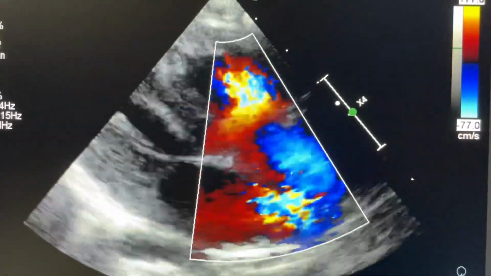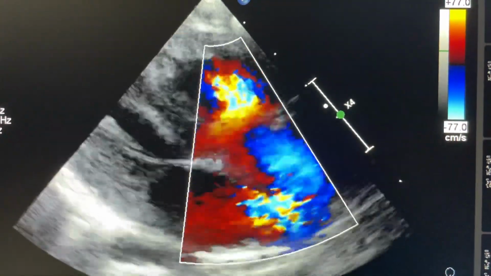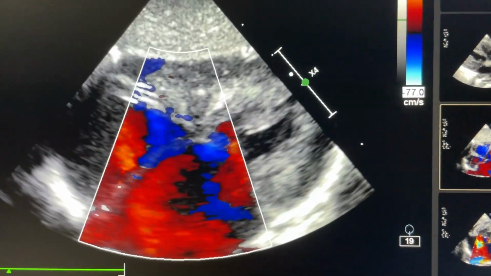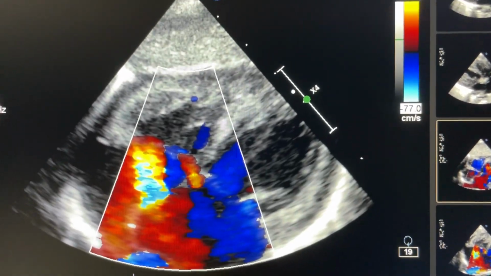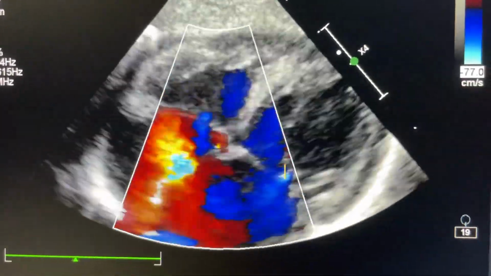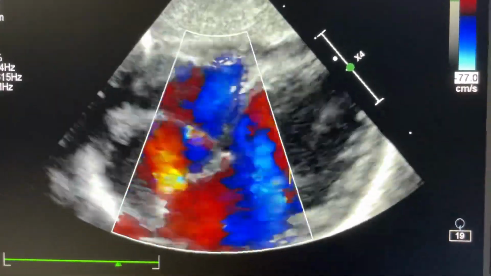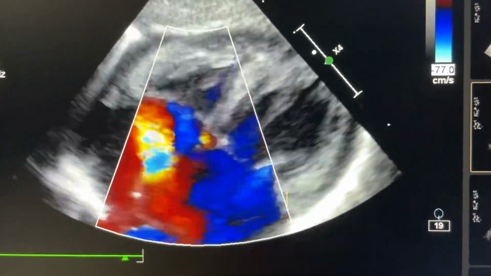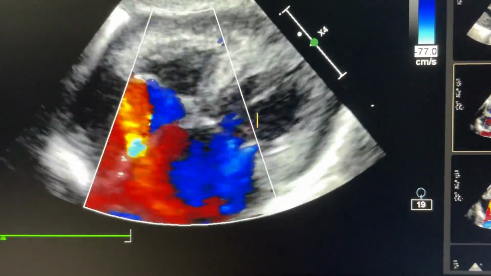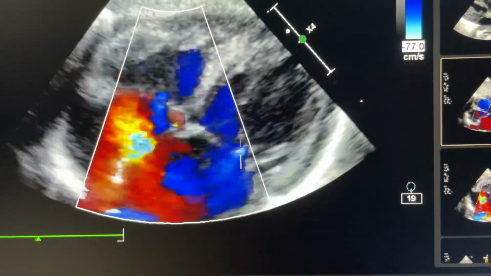In this image you see this is the VSD, and flow across the VSD is mainly left to right. In this image you see this is a patent foramen ovale. This is the left ventricle, left atrium, and the left ventricle is relatively dilated, and mild mitral regurgitation is also seen. So overall, all chambers are mildly enlarged, especially the left side.